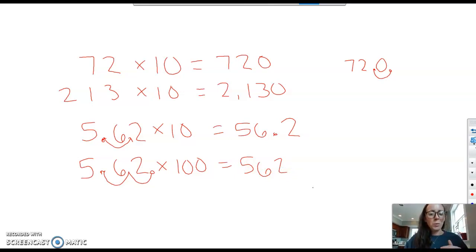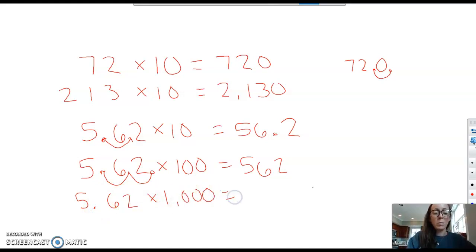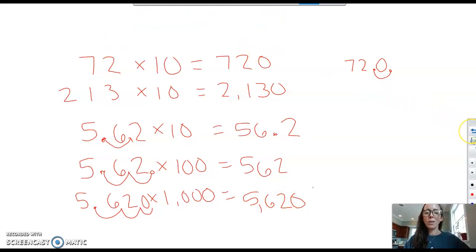And now you probably see where I'm going here. Now I'm going to do the same number and multiply it by 1000. I'm going to shift that decimal three places to the right, but watch what's going to happen. 1, 2, 3. I have one extra place, so I'm going to fill that with a placeholding 0, and I get 5,620.